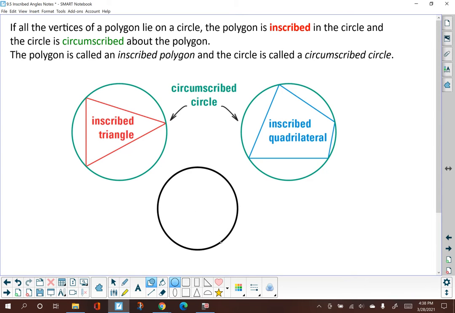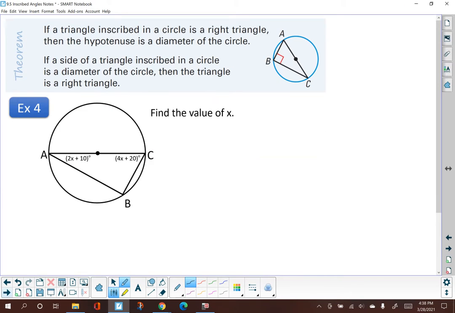But you could, of course, always have a situation where two of the vertices are on the edge and the third one does not reach the edge. So we're talking about ones where each of the vertices falls on the edge of the circle. So our first theorem is that if a triangle is inscribed in a circle, and if it's a right triangle, then the hypotenuse is a diameter of the circle.